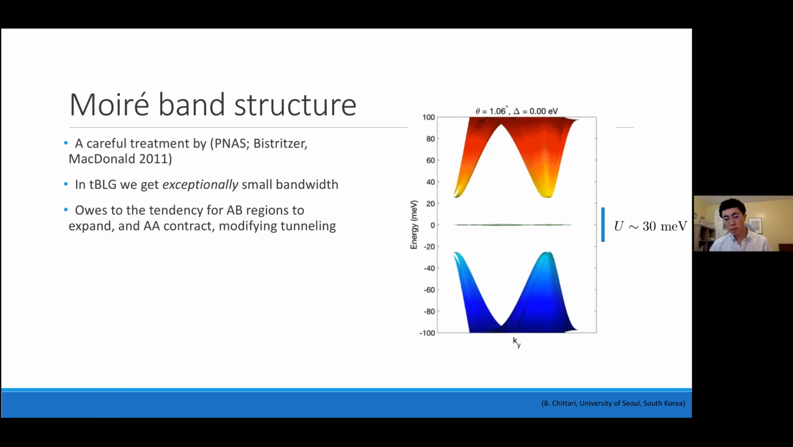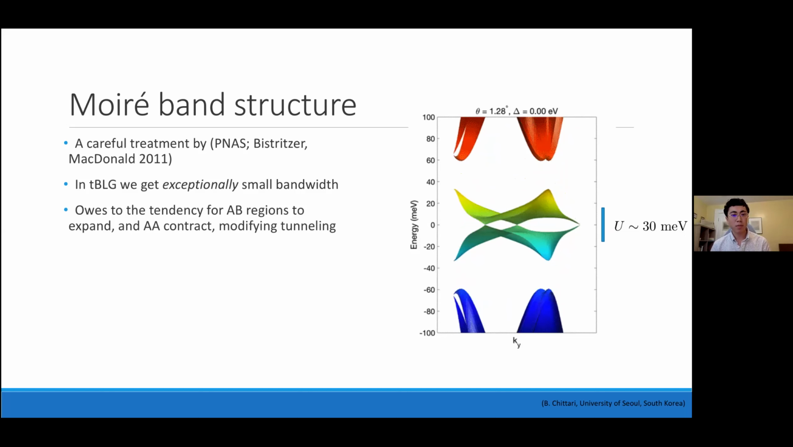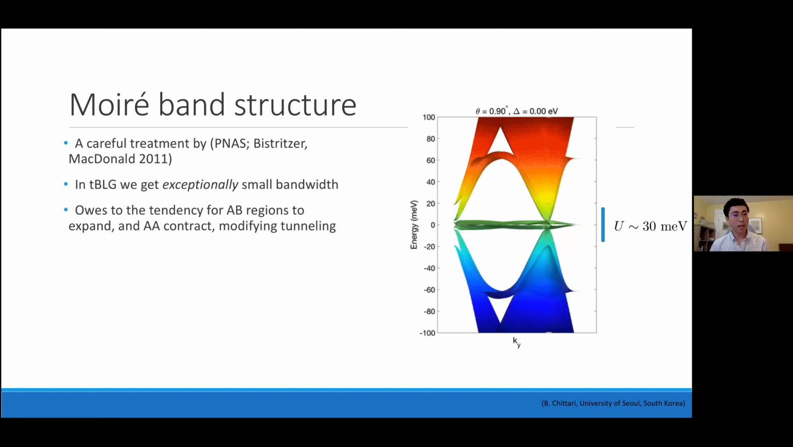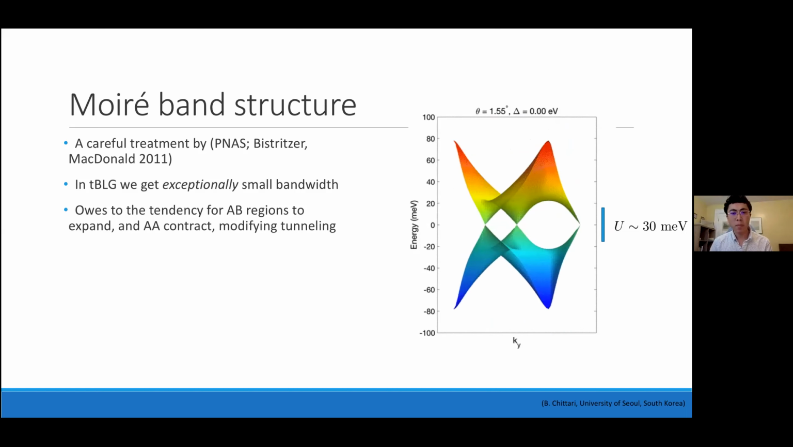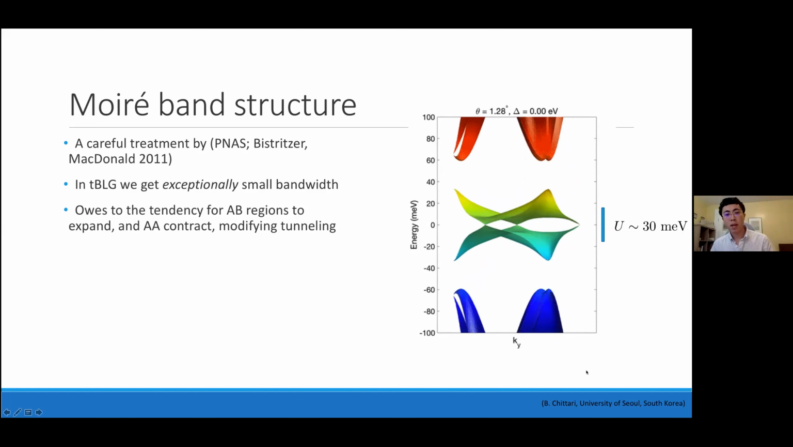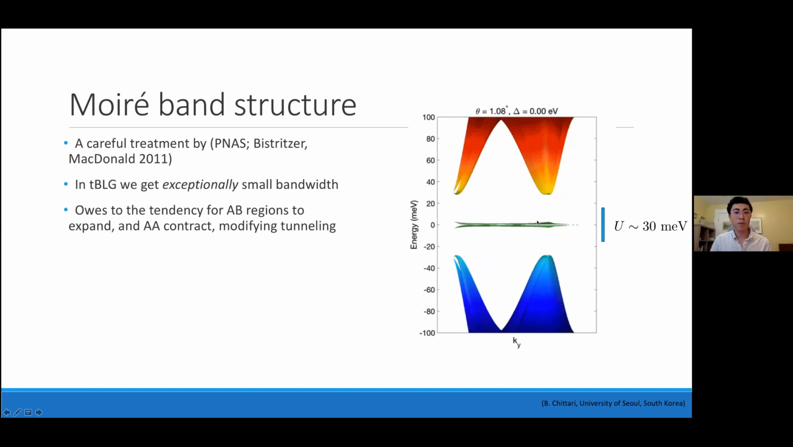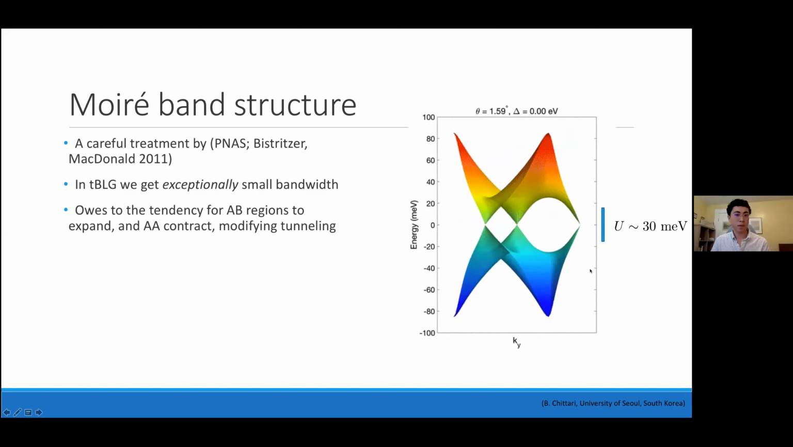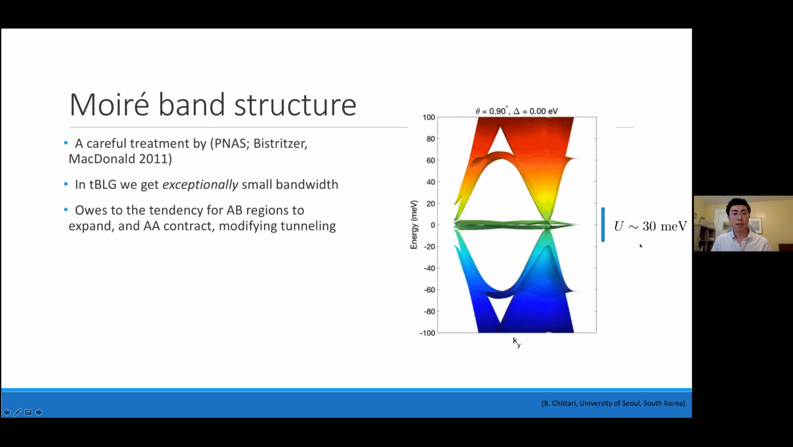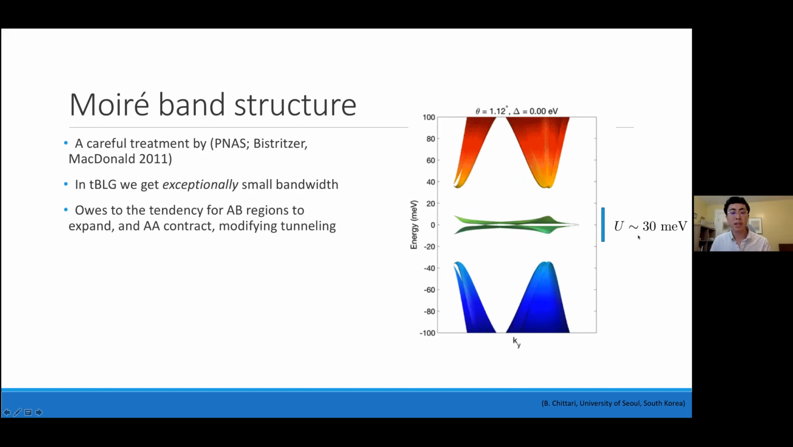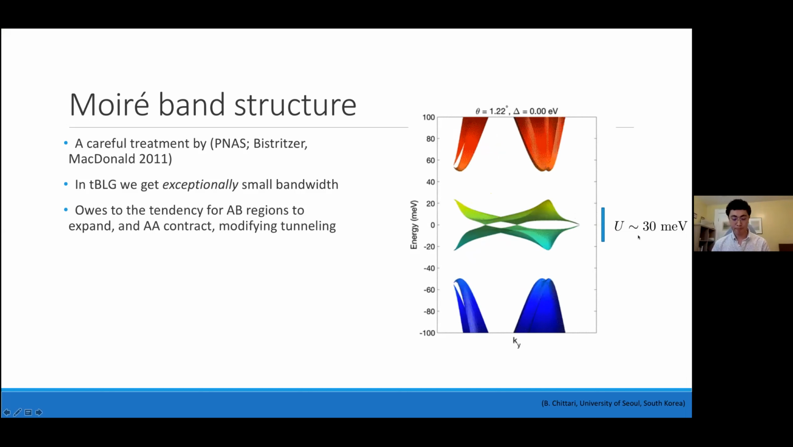Luckily, various people have performed important numerical studies. Bistritzer and MacDonald were the first ones to do this sort of analysis carefully. And what they found indeed was something like we're seeing on the right. Now this analysis was performed by a separate group. We see as a function of twist an exceptionally small bandwidth on the order of a few, or maybe at most 8 meV or so. Now, if we compare this to the Coulomb scale computed at the most promising of these angles, that's something like 30. So we find ourselves in a regime where the Coulomb scale is dominating.